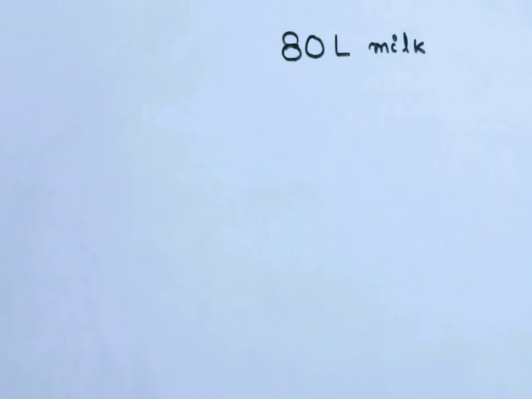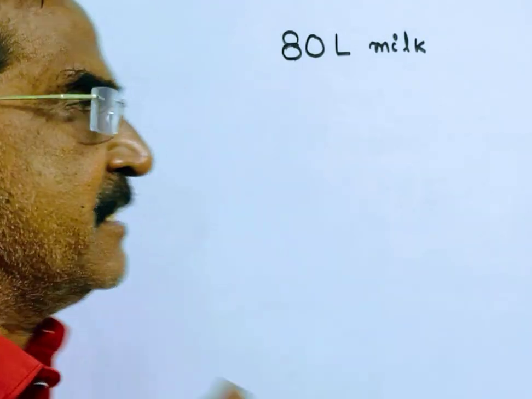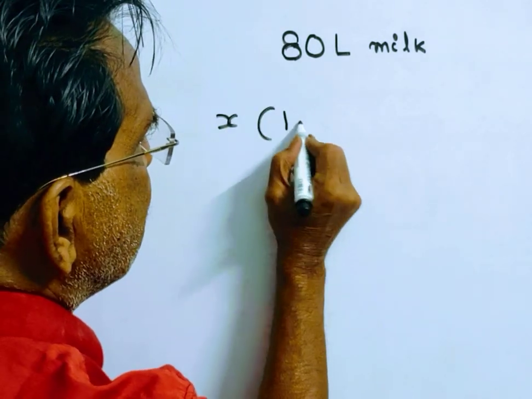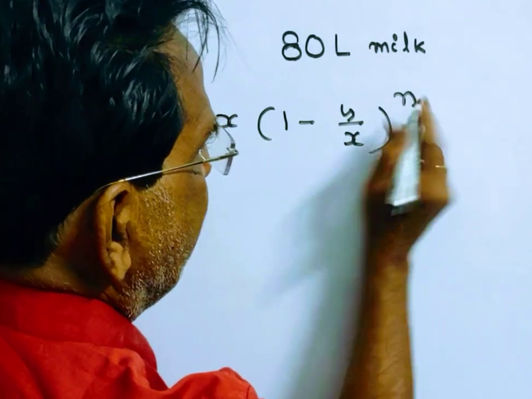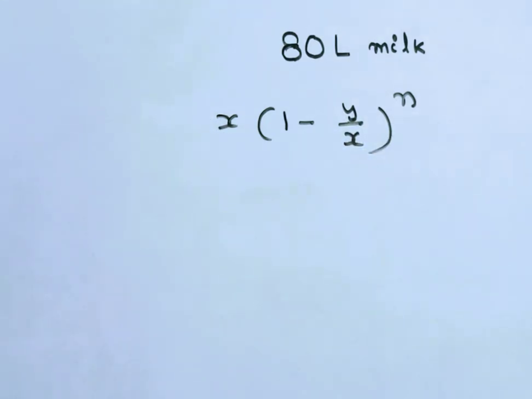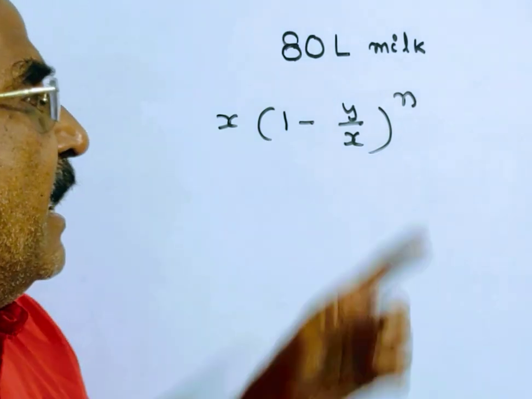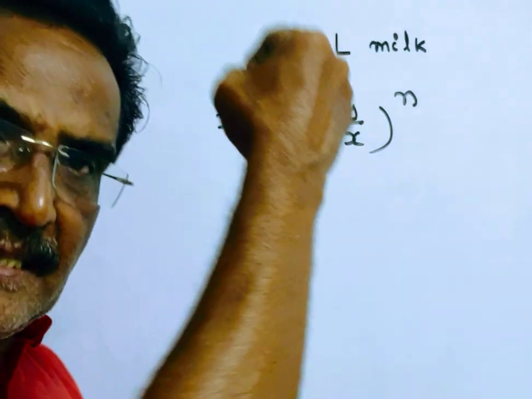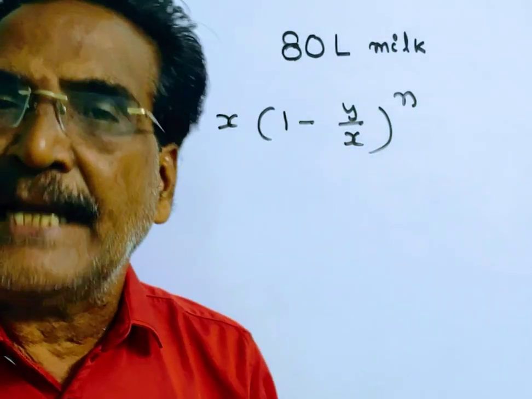Friends, milk left after n operations is given by x into (1 minus y by x) whole power n, where x is the initial quantity of the milk, y is how much milk is drawn and replaced by water every time, and n is how many times this operation is done.